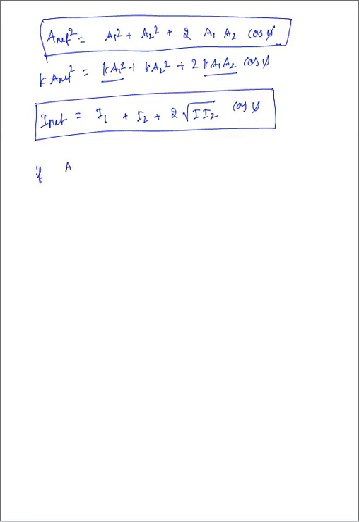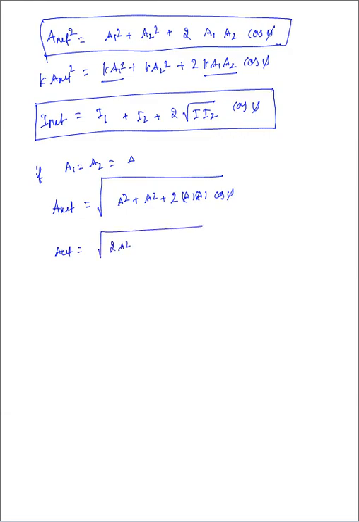If A1 equal to A2 equal to A, what will happen? If the amplitudes are equal, A net equals under root of A square plus A square plus 2A square cos phi. Therefore A net equals under root 2A square plus 2A square into cos phi. Now we can take 2A square common, and the root and square will get cancelled for A into under root, what will we get here?